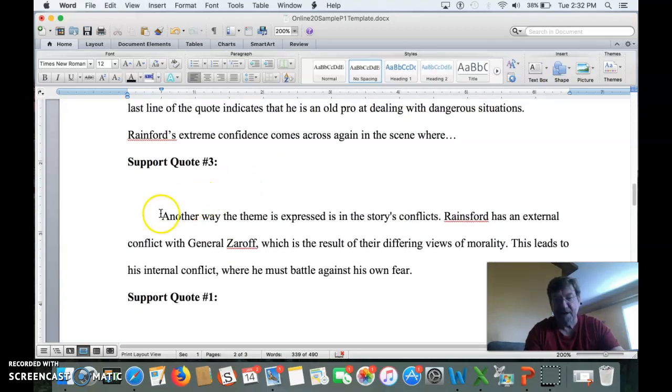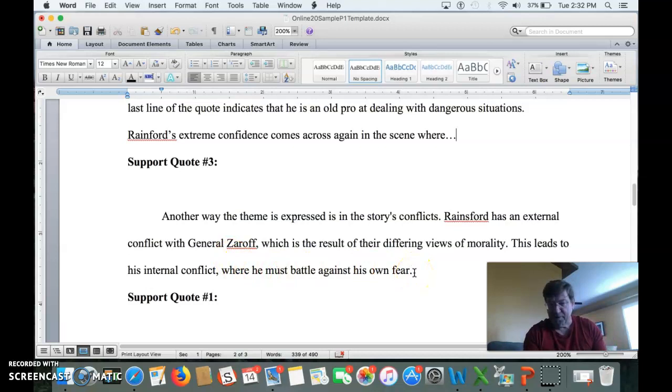Now here is the next paragraph of this paper. It starts with the topic sentence, which is right from my outline. So, again, I'm not lost. I know exactly where I have to go. Another way the theme is expressed is in the story's conflicts. Now I've got to explain that a little bit. Rainsford has an external conflict with General Zaroff, which is the result of their differing views of morality. This leads to his internal conflict, where he must battle against his own fear.